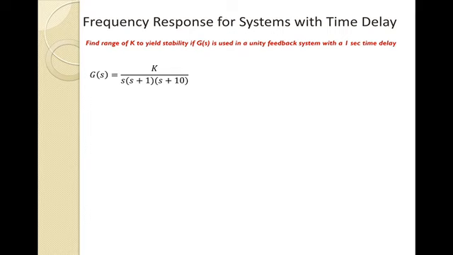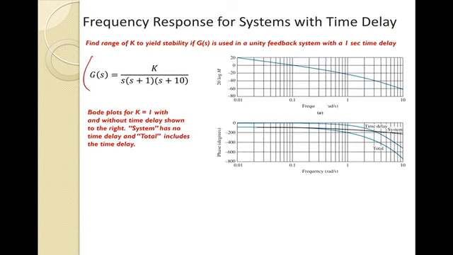So let's find the range of gain K to yield stability of this open loop transfer characteristic in a unity feedback system with a 1 second time delay added in that system. So first we're going to plot the Bode plots here with a gain K equal to 1, first with and without time delay. So remember, there's one and only one magnitude plot, because the time delay does not affect the magnitude. So that's why you'll only see one plot as shown here.